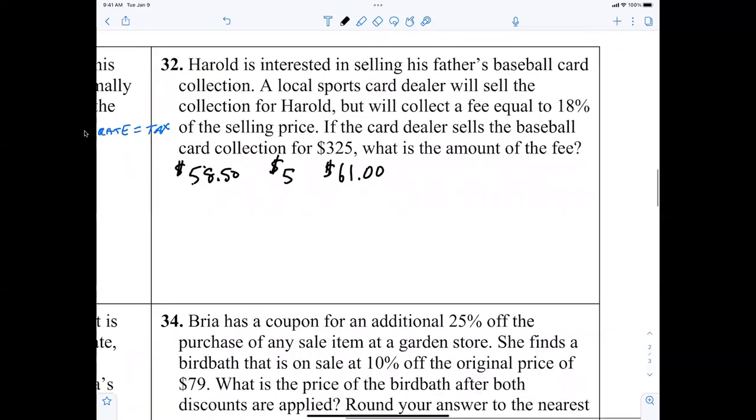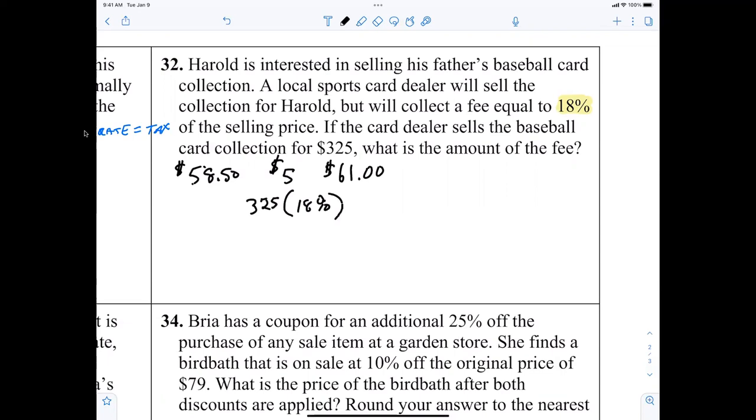Now, let's first start with this. 18%. I would like you to recognize that we're trying to find a part of the whole. We're trying to specifically find what part? 18%. Is 325 a part or is 325 a total? It's a total. If you want to separate a total, you take the percentage and multiply it by the total, and that will separate it into the parts. So everybody take 325 and multiply it by 18%.